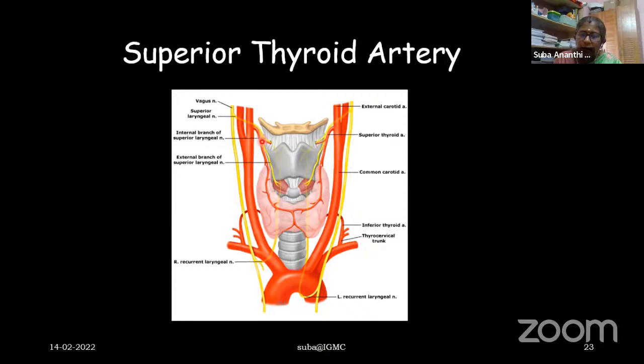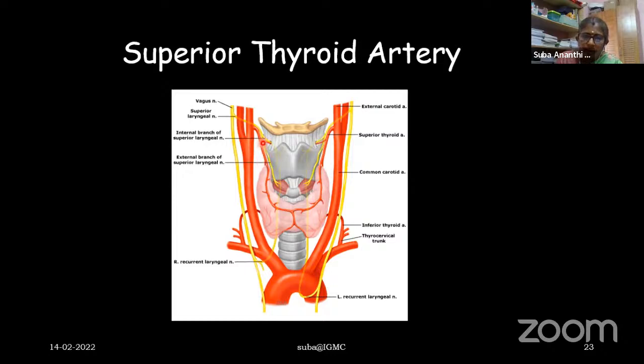As the superior thyroid artery descends, it gives the superior laryngeal artery, which accompanies the internal laryngeal nerve, pierces the thyroid membrane, and enters the larynx. It gives sternomastoid branches to the sternocleidomastoid muscle, which is again highly vascular. Then it descends downwards and approaches the apex of the thyroid gland.